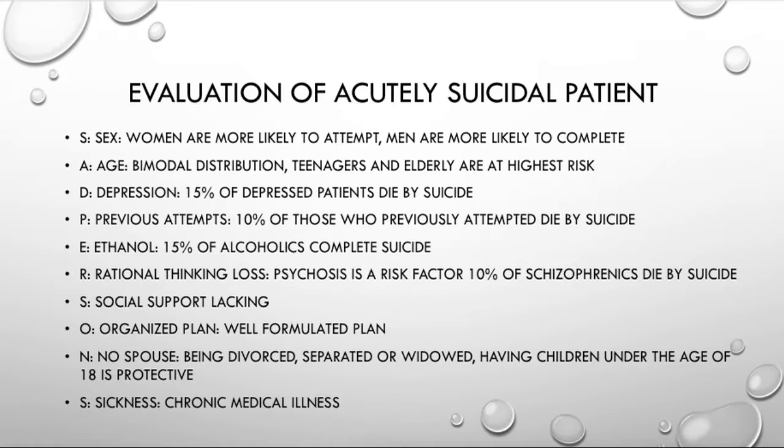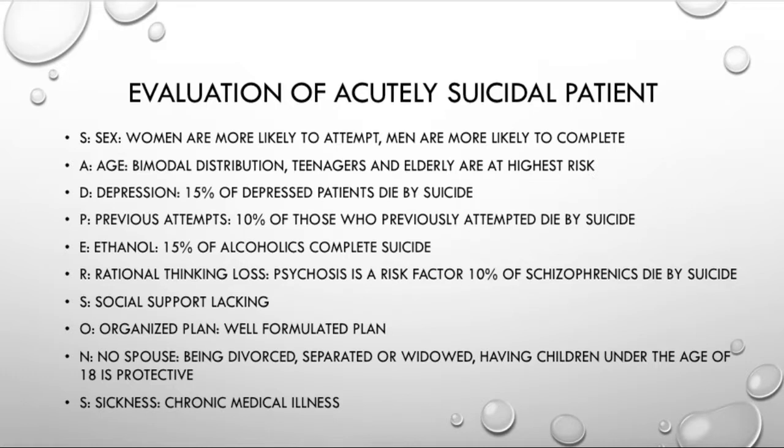Previous attempts. I had said previously in many videos that future behavior is best predicted by past behavior. So you want to take a look at any previous suicide attempts. 10% of those who previously attempted die by suicide. E is for ethanol or alcohol. So 15% of alcoholics complete suicide. You want to, again, think about alcohol. It's disinhibiting. It causes people to act impulsively. Long-term substance use disorder, 9 years plus, leads to more likely attempts at ending your own life. This is all kind of contributing to suicidal thoughts and behaviors.